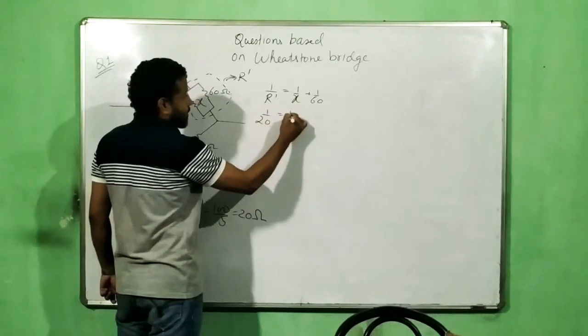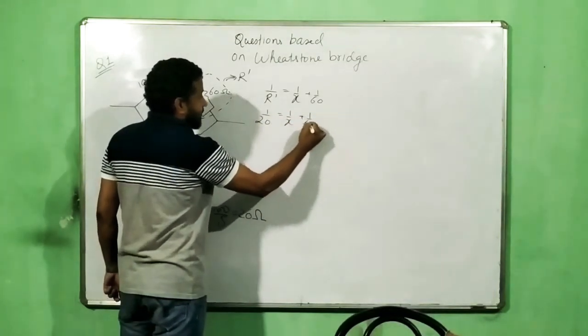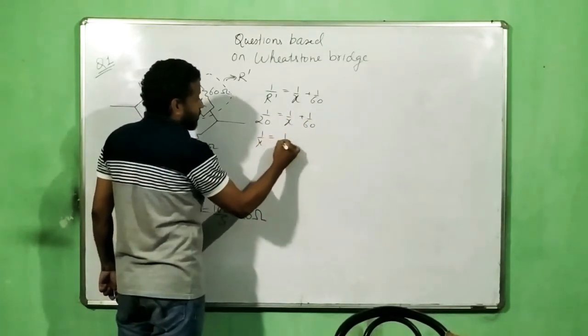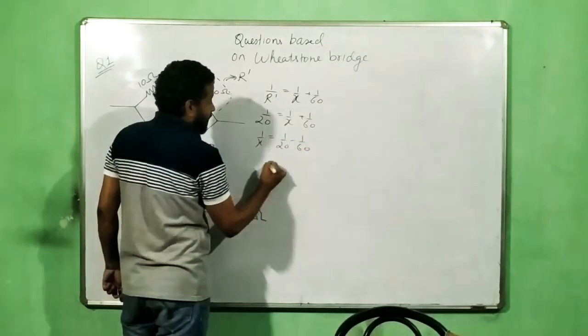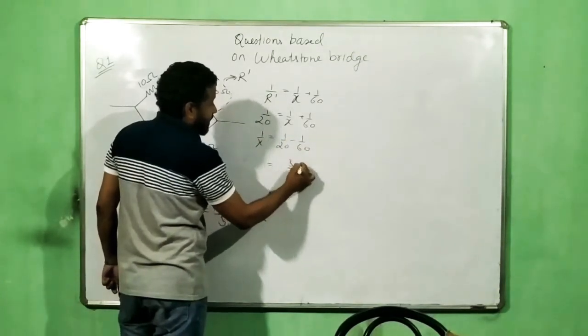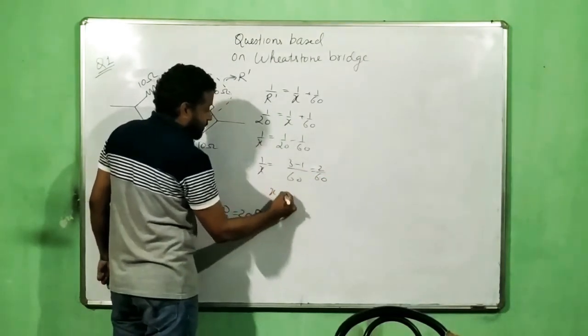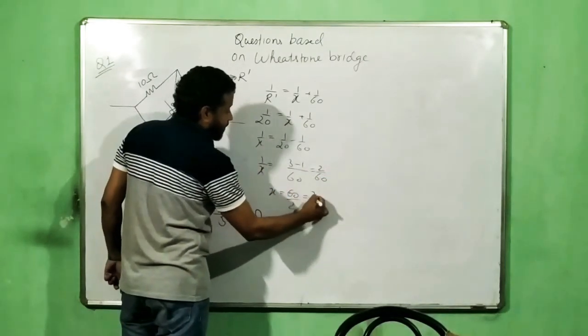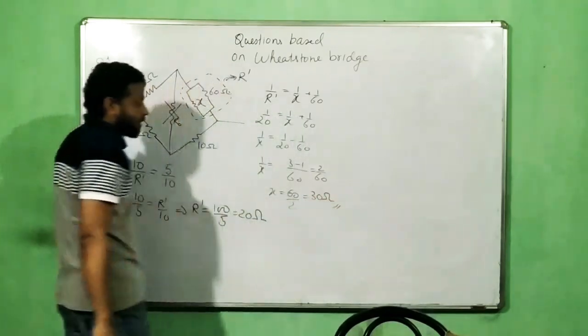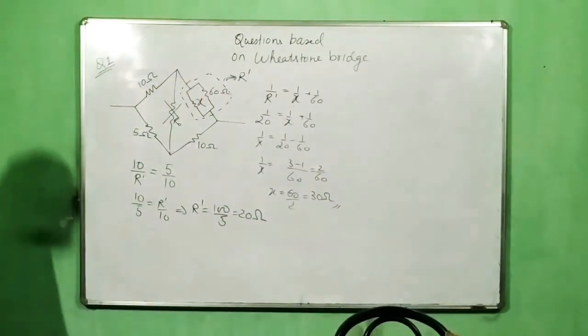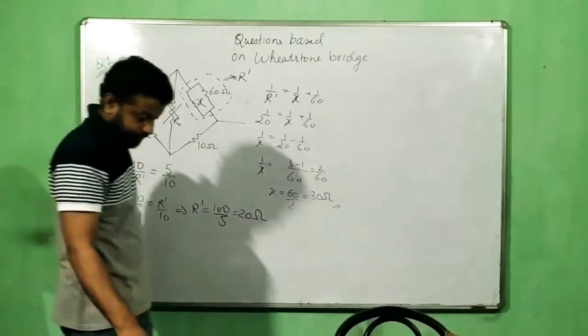So 1 by 20 is equal to 1 by X plus 1 by 60. That is 1 by X is equal to 1 by 20 minus 1 by 60. The LCM is 60. This is 3 minus 1, that is 2 by 60. That is 1 by X. Therefore X will be equal to 60 by 2, and that is equal to 30 ohm. And hence we got the answer X equals 30 ohm. This is question number 1.